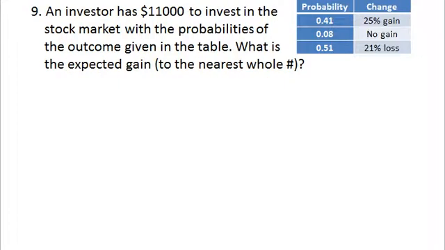An investor has $11,000 to invest in the stock market with the probabilities of the outcome given in the table. What is the expected gain to the nearest whole number?